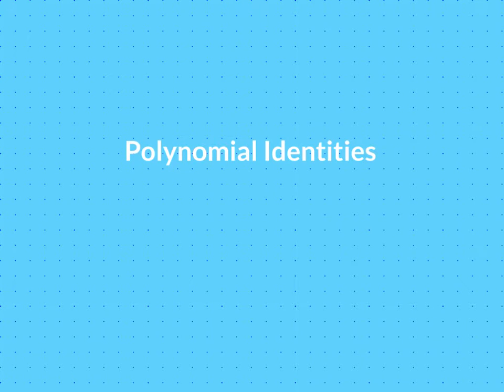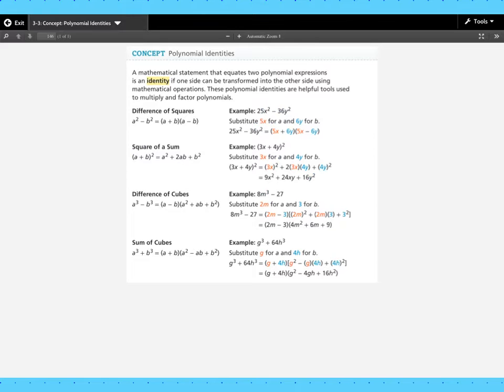Polynomial identities. This is a really important unit. It's not hard, but for some of these identities, it does take some practice. Let's take a quick look over this.